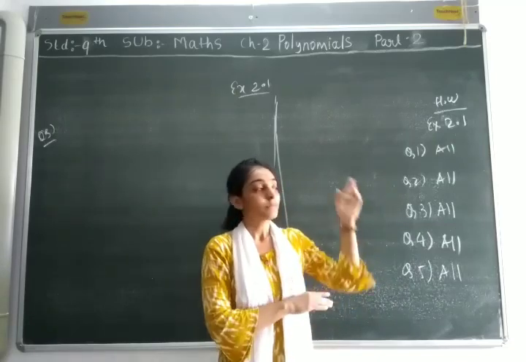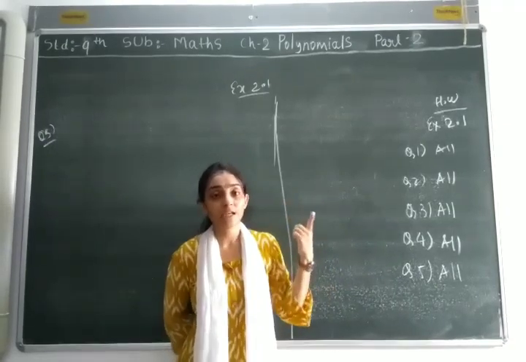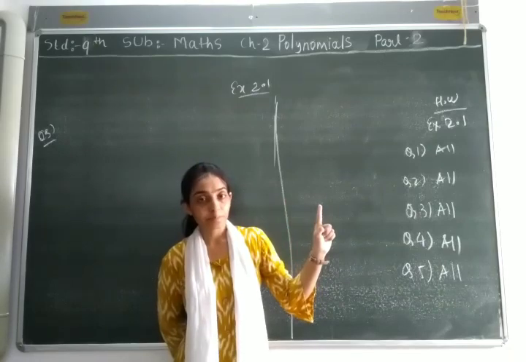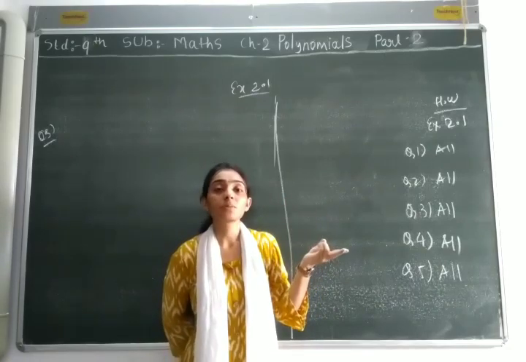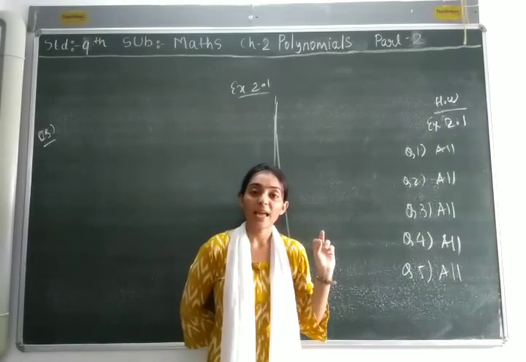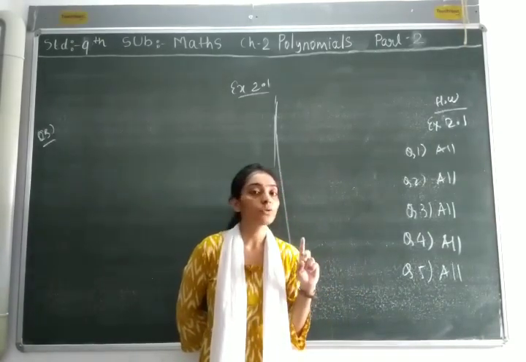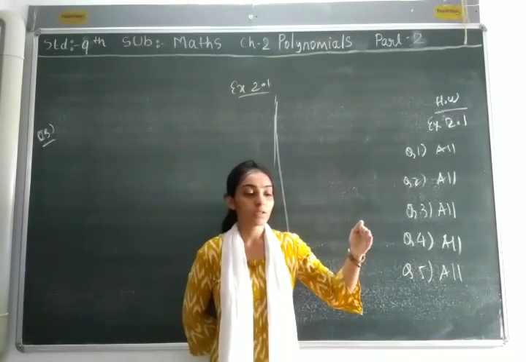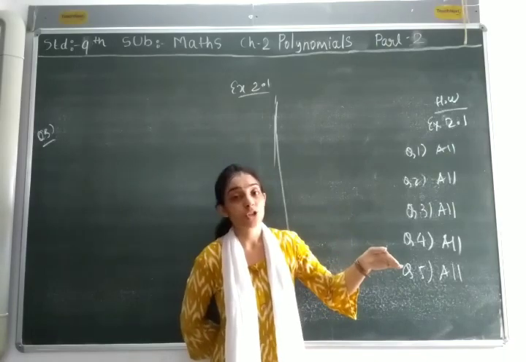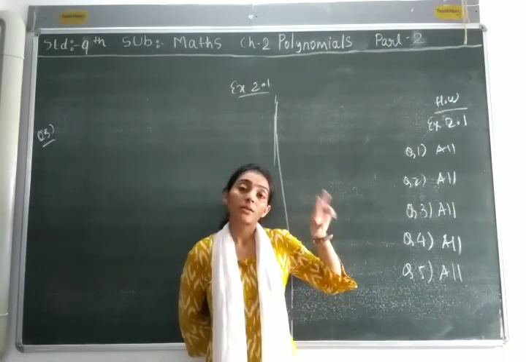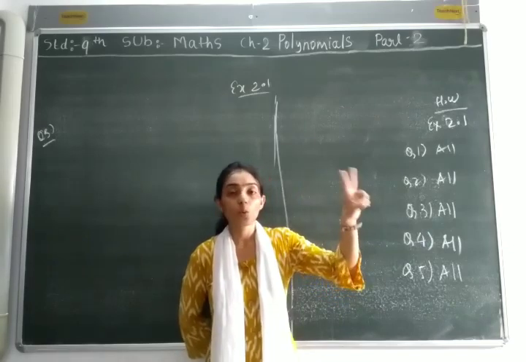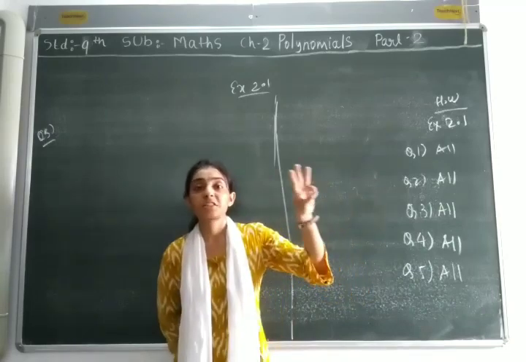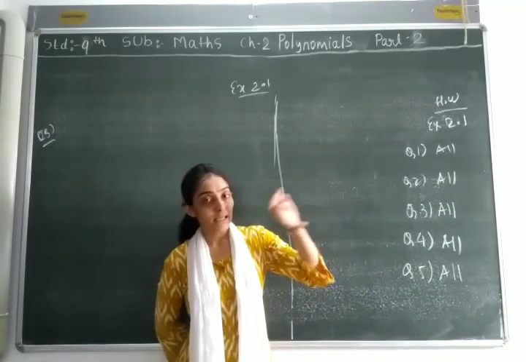Now look at the classification by degree. The first one we have done is linear. Linear means it contains degree 1. What about the terms? It should contain at most two terms, not more than two terms. The second thing is the quadratic polynomial, in which the degree should be 2. It contains at most 3 terms.